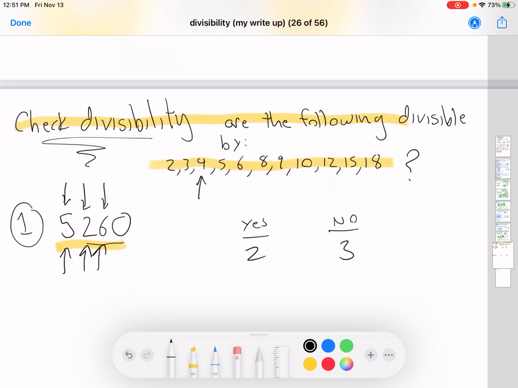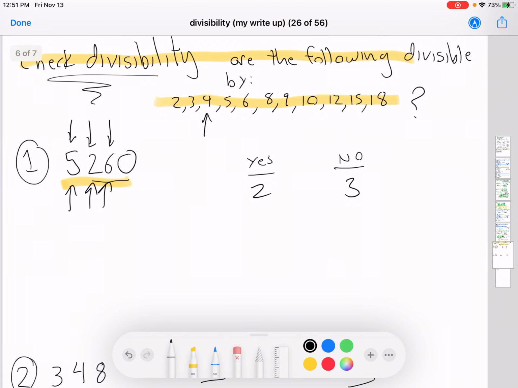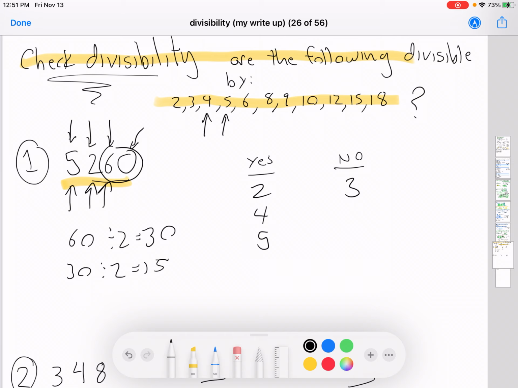Is it divisible by 4? Well, let's check. Is it doubly even? So you could cut the whole thing in half, but what did I say? You only need to check the last 2. So 60 divided by 2 is 30, and this is still even, so we could do 30 divided by 2 and get 15. So yes, it is doubly even, and we only had to check the last 2 digits. Is it divisible by 5? Yes, it ends in a 0.